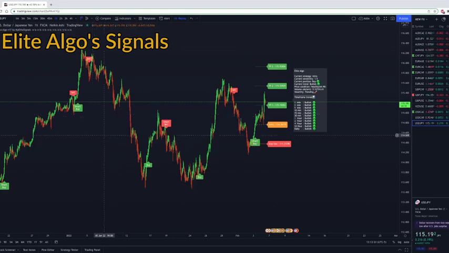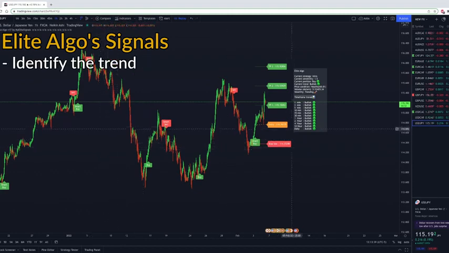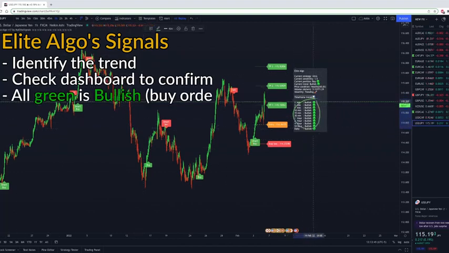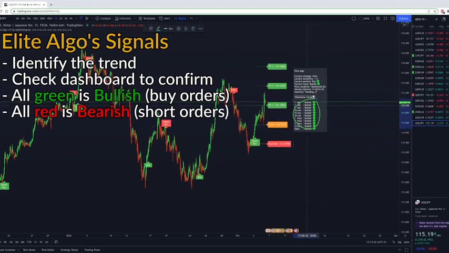The first thing you want to do, guys, is identify if you're in an uptrend or downtrend. A very easy way to do that is simply to look at the dashboard, guys. If the dashboard shows that it is all green, then you only want to be placing buy signals, right? If it's all red, if it's saying all bearish, you only want to be trading short signals. This is very, very important. So that's check number 1, guys.